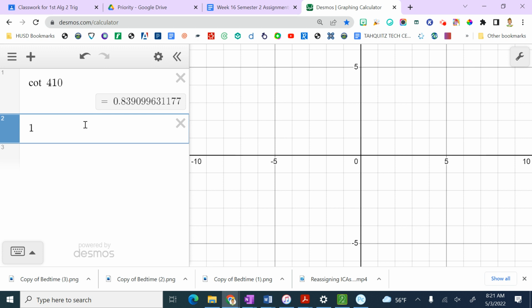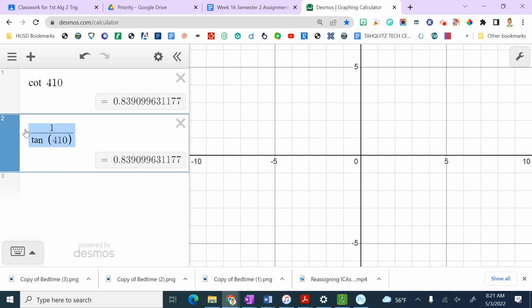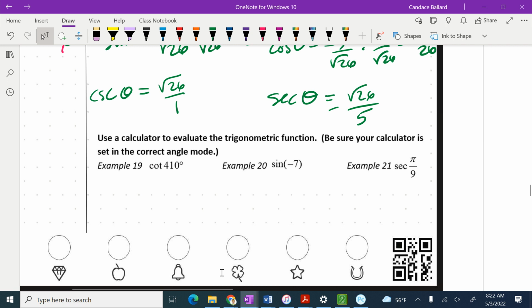Okay. So the other way to do it is the reciprocal. What's the reciprocal of cotangent? Tangent. Good. And so we would do 1 over tangent of 410 and we would get the exact same thing. In the old calculators that I used growing up in high school, you had to do it this way. They weren't as sophisticated. They didn't have all 6 trig functions on it. In fact, even when I started teaching like 20 years ago, we still had to do it this way. The calculators hadn't caught up yet. All right. So we're going to put 0.839. All right. We're going to do sine of -7.